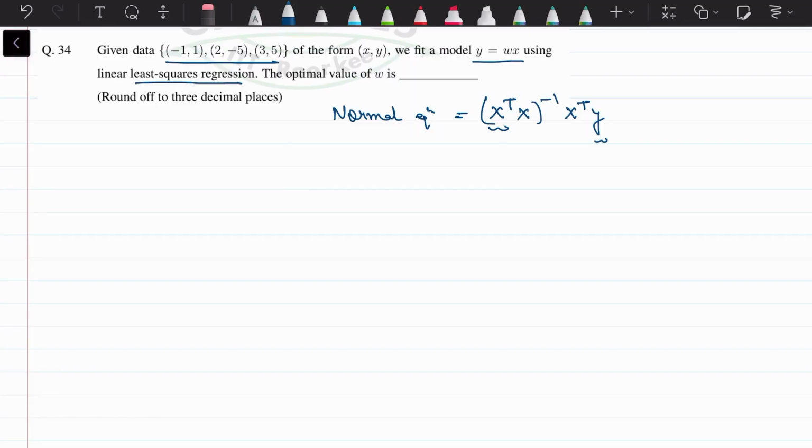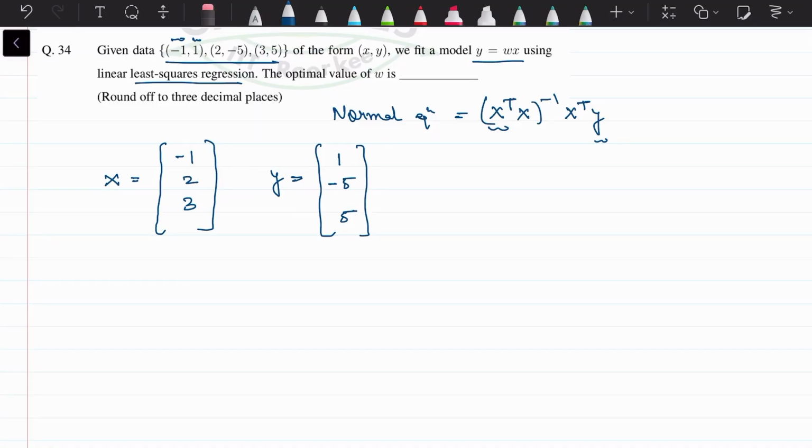So जो डेटा पॉइंट्स हमें दे रखे हैं, द x coordinate is our features and y coordinate is our corresponding label. ठीक है, तो अब हम x transpose matrix में स्टैक कर लेते हैं. So x is given by -1, 2 and 3. सिमिलरली y को भी हम एक मैट्रिक्स में स्टैक कर लेते हैं, and it is given by 1, 2, sorry, 1, -5 and 5.